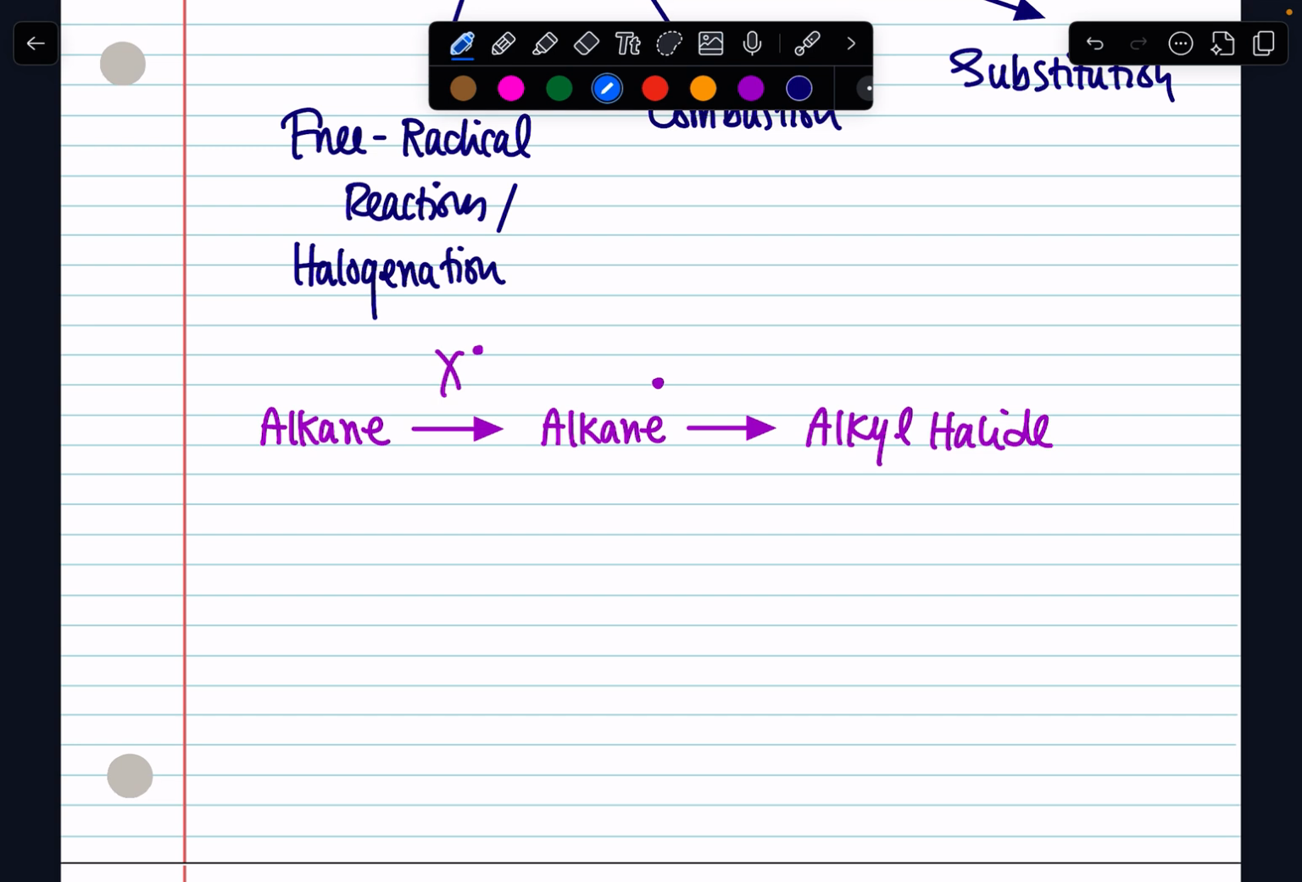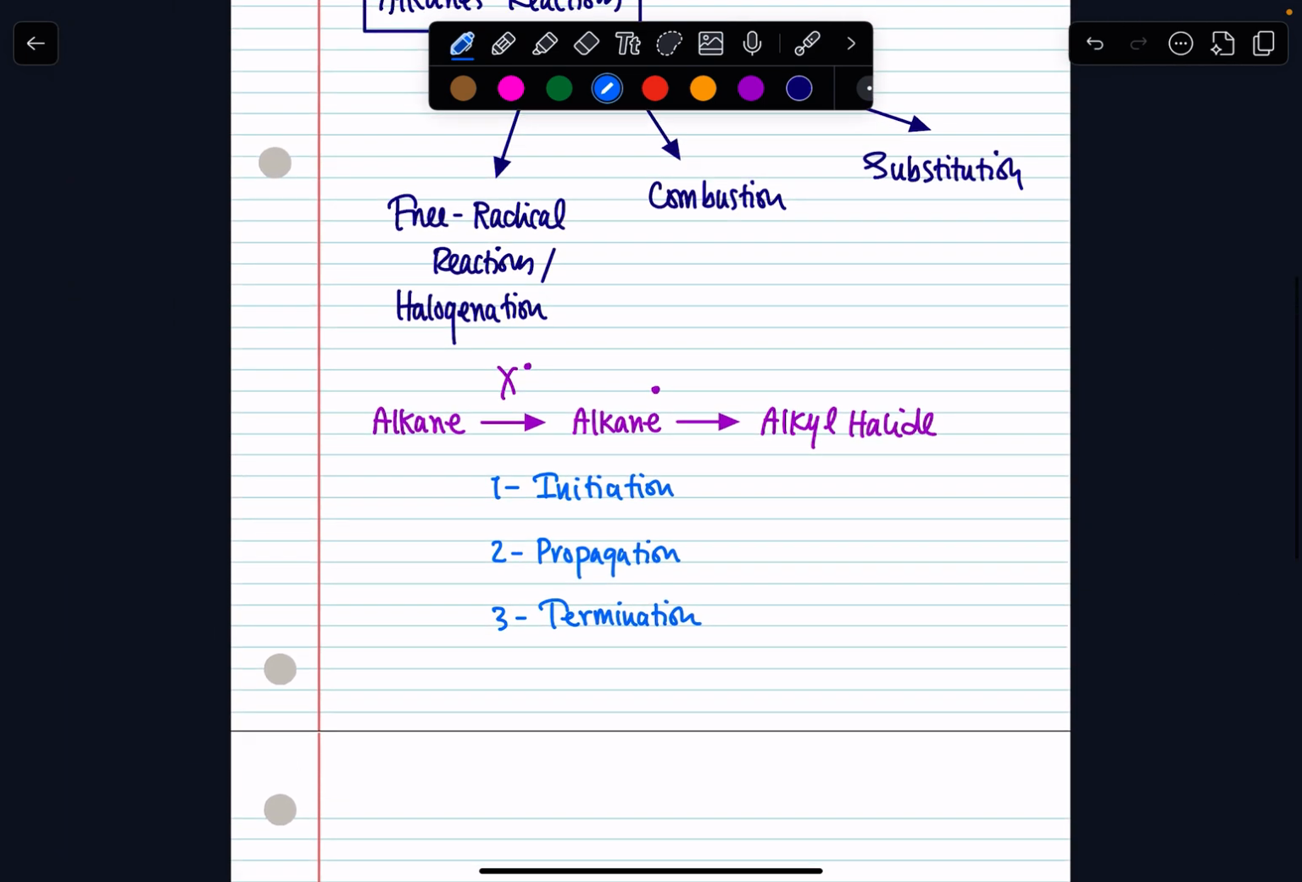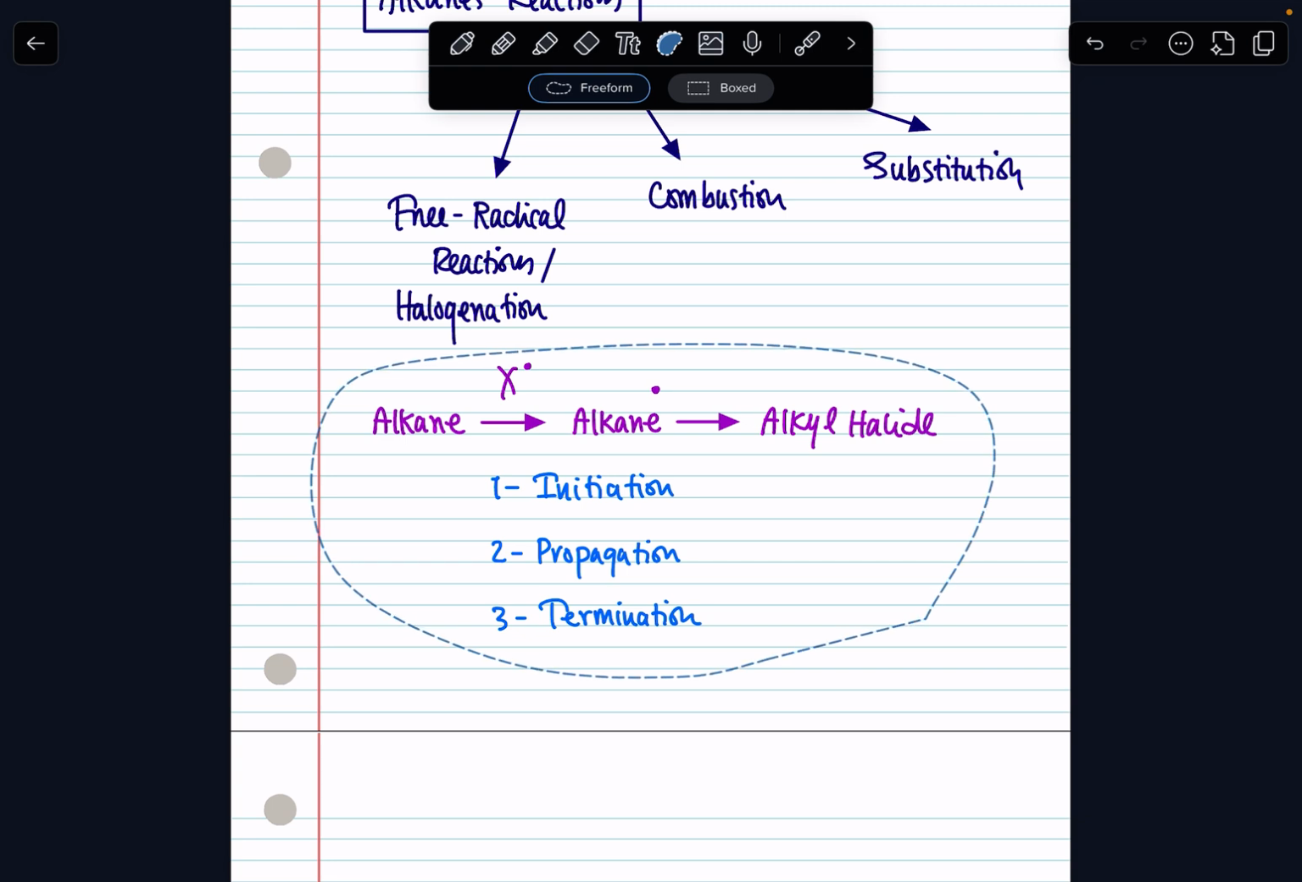These types of reactions undergo three stages. They undergo initiation, then they undergo what we call propagation, and finally you have termination. Okay, so that's basically free radical reactions for you.